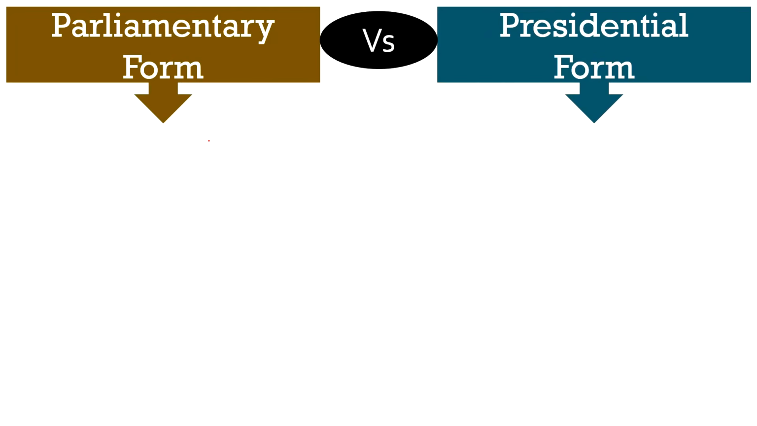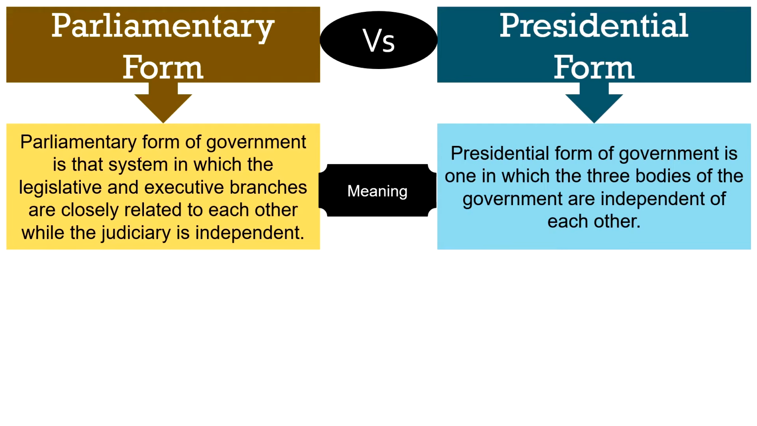Moving on to the difference between parliamentary and presidential form of government. Meaning, parliamentary form of government is that system in which the legislative and executive branches of the government are closely related to each other, while the judiciary branch is independent. In this system, the citizens elect their representatives to the legislative and the party that gets majority votes forms the government. On the other hand, presidential form of government is one in which the three bodies of the government are independent of each other. Here the president is the chief executive who is elected directly by the citizens.